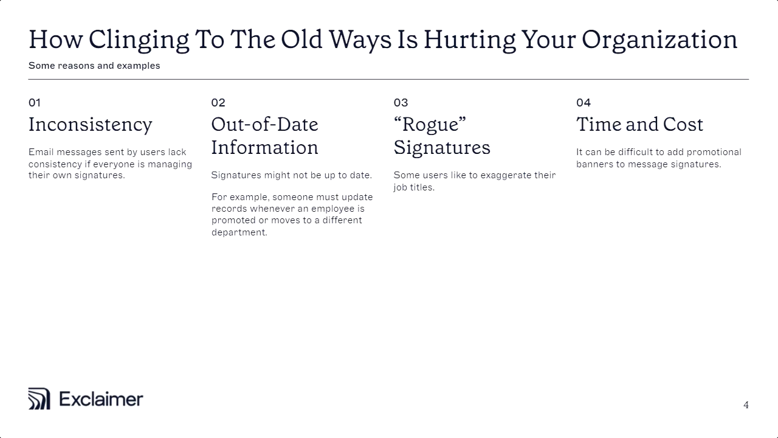Another way that email signatures could potentially be hurting your organization is through rogue signatures. Now, there are a million different types of rogue signatures, and later on, just for fun, I'm going to be showing you quite a few examples of some rogue signatures. But one way that rogue signatures can be problematic is with employees who exaggerate job titles.